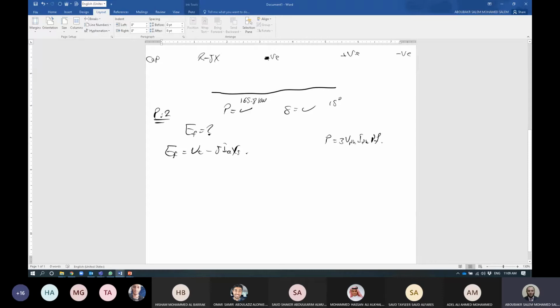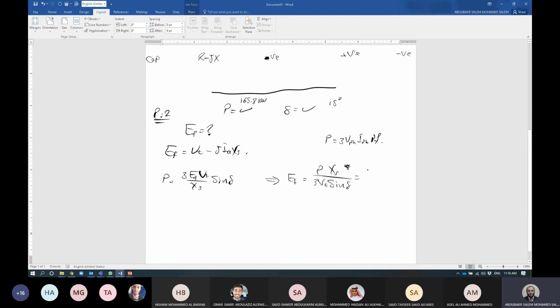What can we do? We know the relation of power itself. So we can say the electrical power of the machine P equals 3 EF phase V terminal phase over XS multiplied by sine delta. We have all of the data here except EF. So we can say now EF equals P multiplied by XS divided by 3 V terminal sine delta. So we can substitute now.